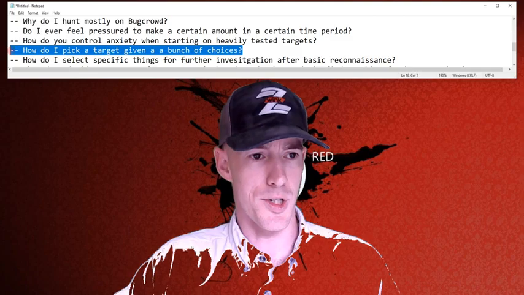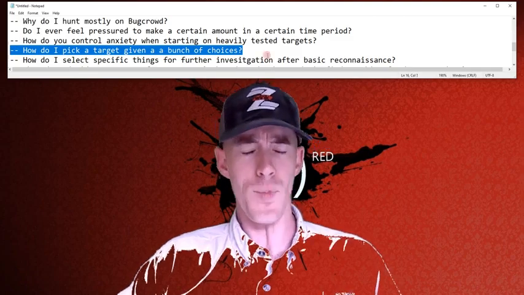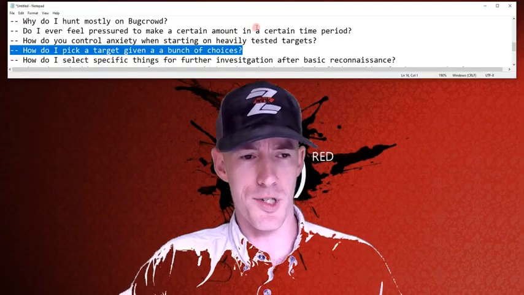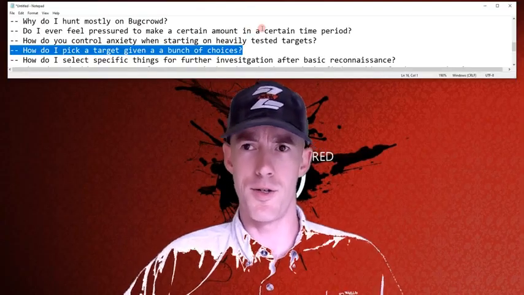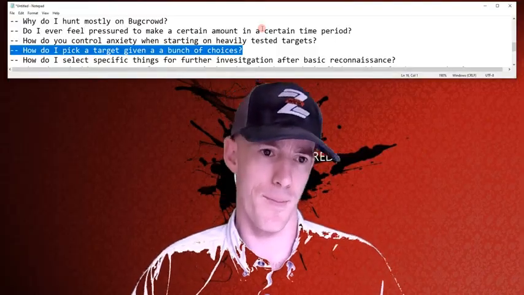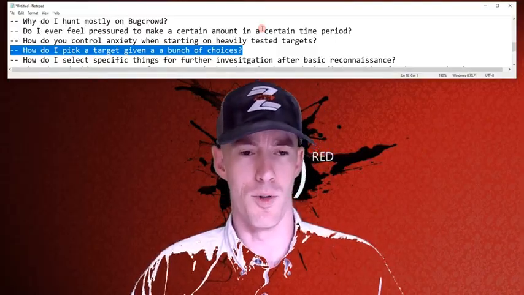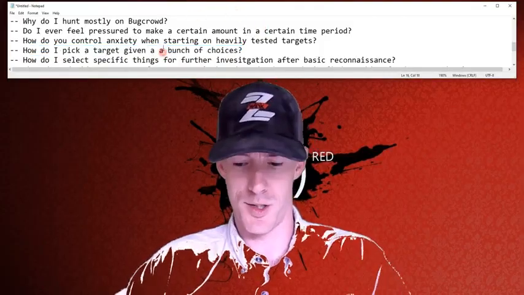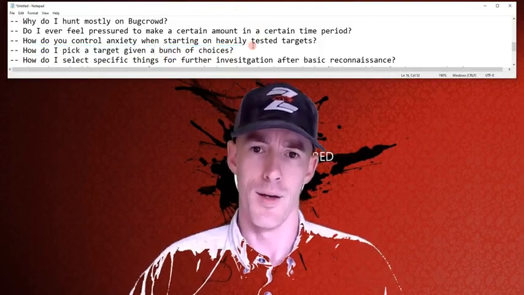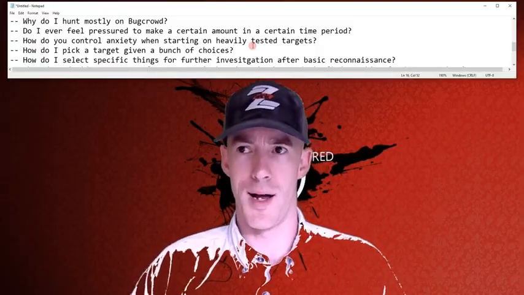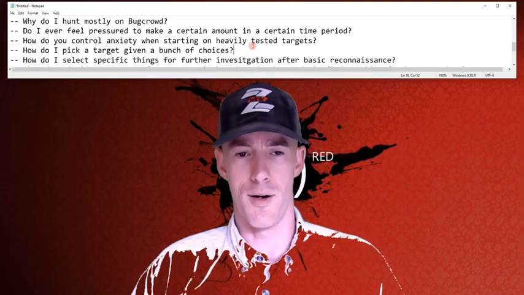Given a bunch of choices, how do I pick a target? I don't know why I read that backwards. How do I pick a target given a bunch of choices? What I would say is, you get to the point where you've got 5 or 10 private invites and only so much free time. I think I did a short blurb on this in one of the videos. But what I would do is normally look at the response time and the payout range are two of my number one kind of priority now.